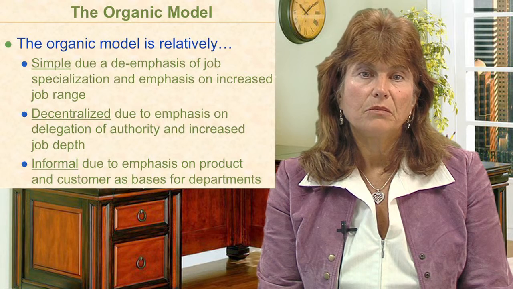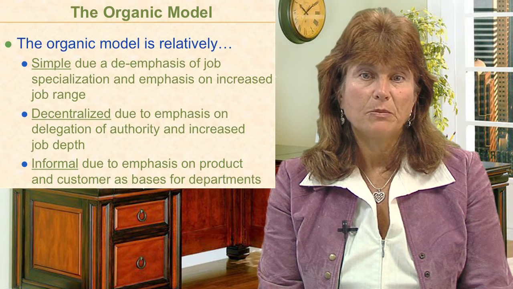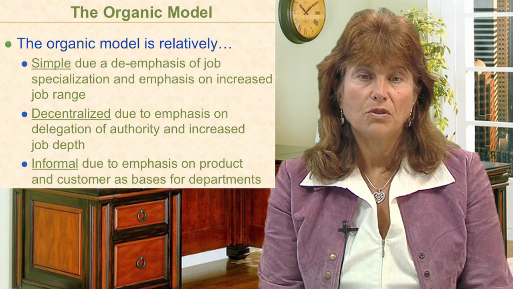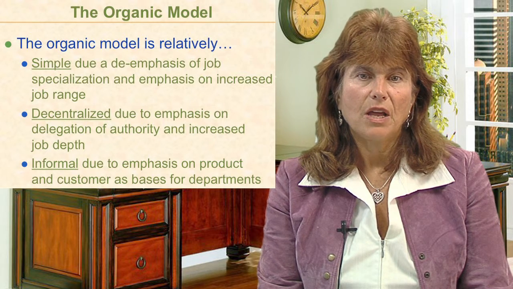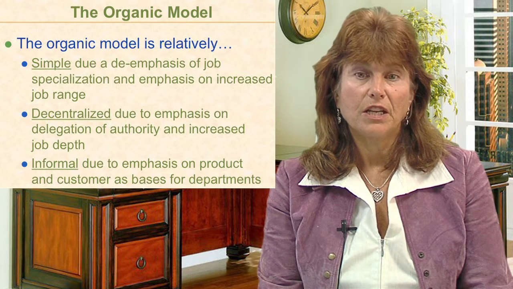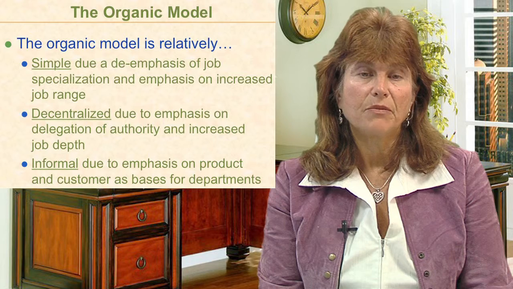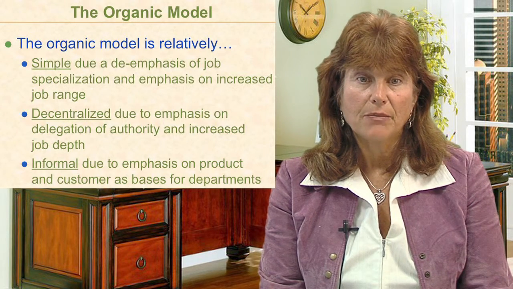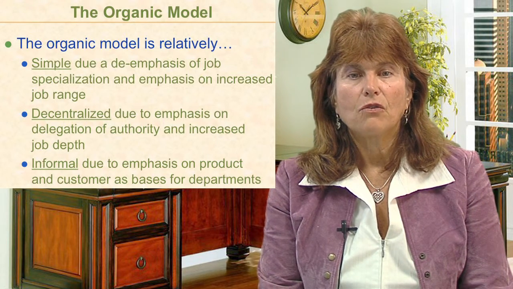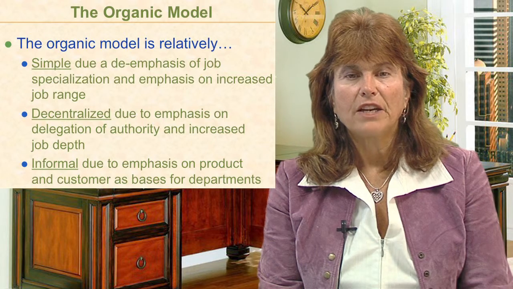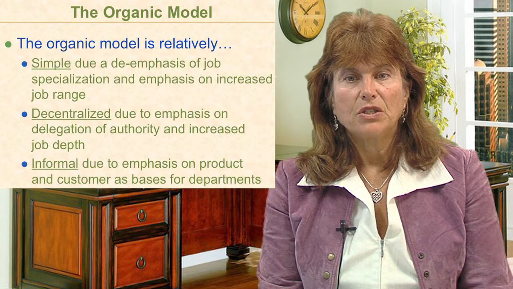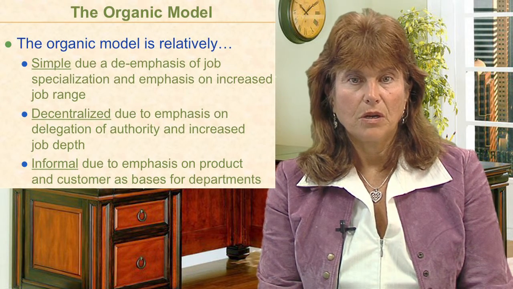The organic model is very simple because it has a de-emphasis on job specialization and more on job range. It's decentralized, so there's an emphasis on delegation of authority and more depth in jobs that we discussed in the last chapter. And it tends to be more informal, due to the emphasis on product and customer relations as a basis for how an organization is structured.